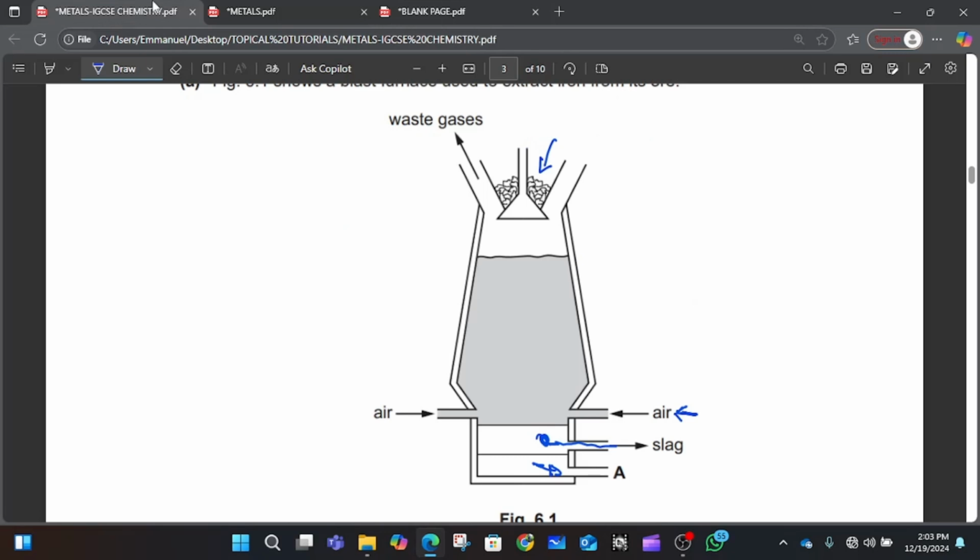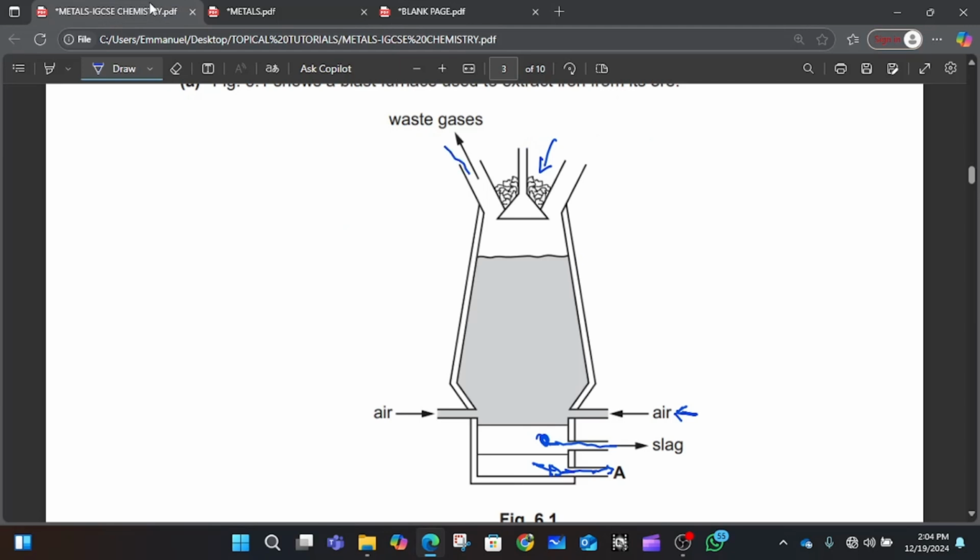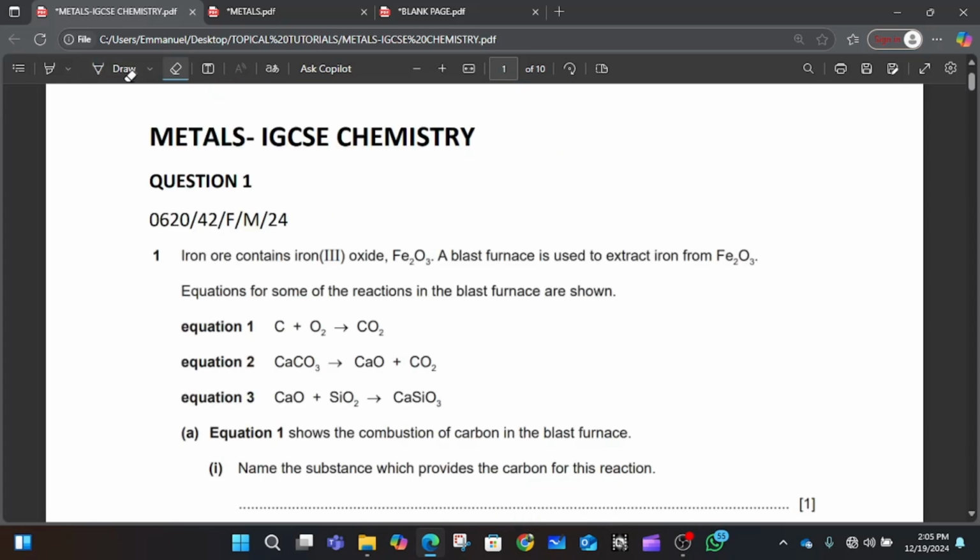The iron produced now moves to this part, through this opening A, and it is also tapped off. The carbon dioxide produced in this reaction is a waste gas, so it is going to come out through this opening. There are two more waste gases, nitrogen and argon. Nitrogen is already in air, so once this reaction is taking place, nitrogen also finds its way into this chamber, and so it has to come out. Argon is also in air, so it has to come out of the chamber.